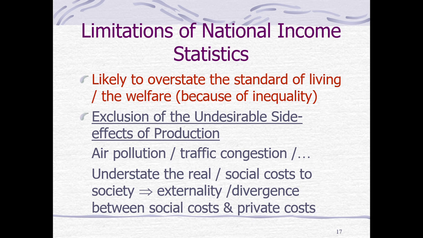And the last is exclusion of the undesirable side effects of production. National income, for instance, the output approach, takes into consideration what has been produced, but it doesn't take into consideration what has been destroyed as a result of the production. Air pollution, which is harmful to our health and all others, it doesn't take into consideration. For you to get the real value of something, you need to subtract the cost from the benefit. But for national income, it only considers the benefit but does not consider the cost.